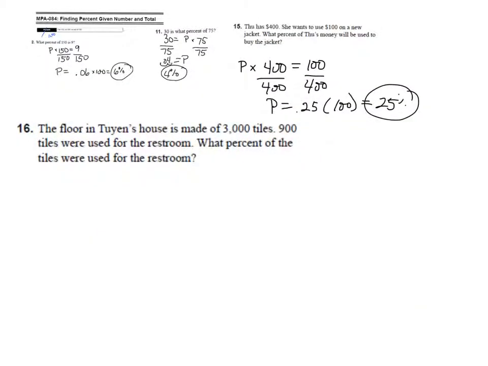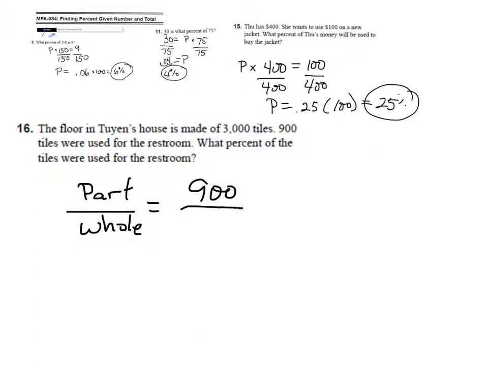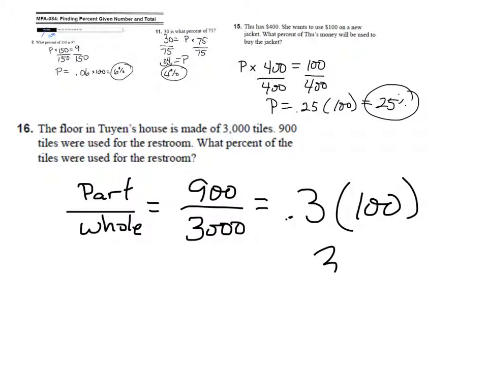The floor in Tujin's house is made of 3,000 tiles. If 900 tiles were used for the restroom, what percent of the tiles were used for the restroom? Another way of looking at percent is part out of whole. So I know the part and the whole, and so I can just divide 900 divided by 3,000, and I get 0.3, which again we have to multiply by 100 to change it to a percent, so that'd be 30%.